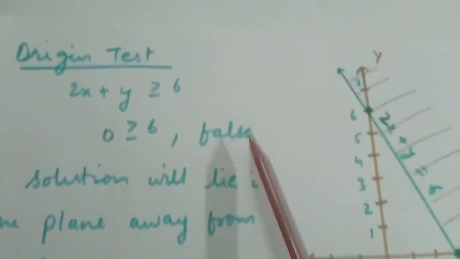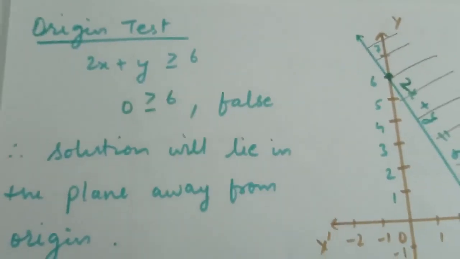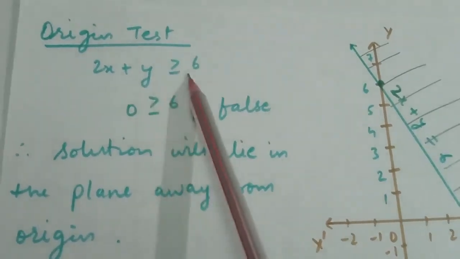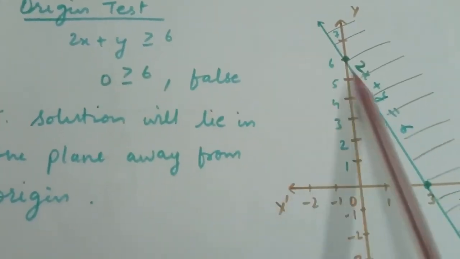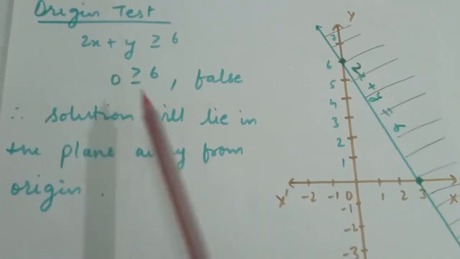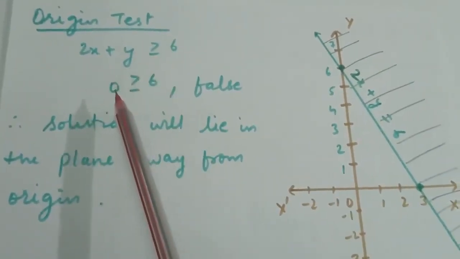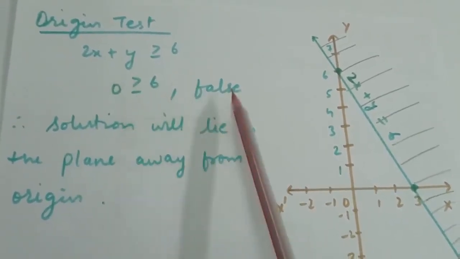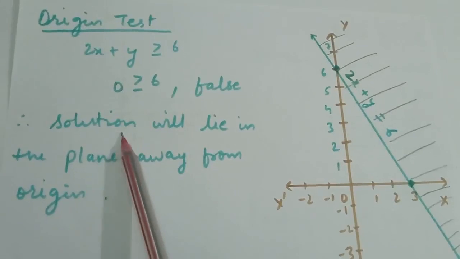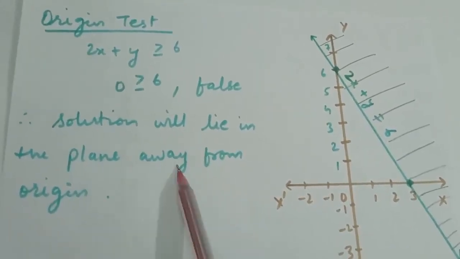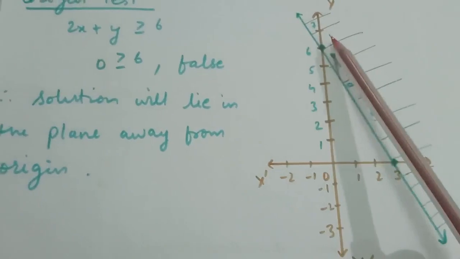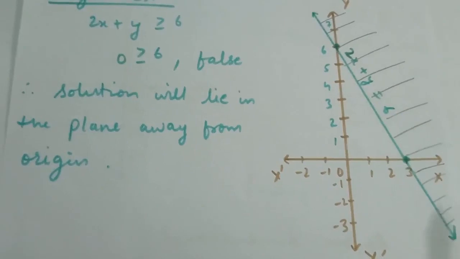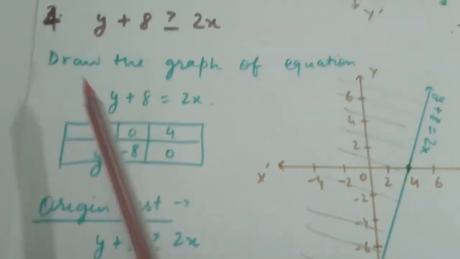As equality is there in the given inequality, 2x plus y is either equal to or greater than 6. So equality is there. Therefore we will draw the dark line, right? Now doing the origin test, you put 0 in place of x and y. 0 is greater than or equal to 6, which is false. Therefore the solution will lie in the plane away from the origin. So this is the plane which is away from the origin. So we will shade this area. Clear? Next is question number 4.